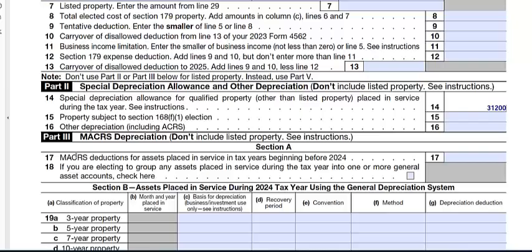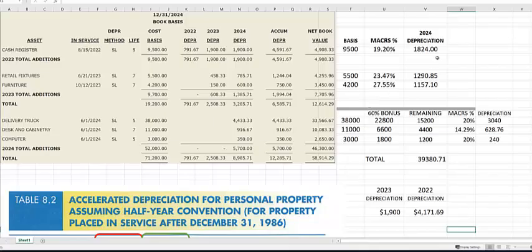Now line 17 is for depreciation for assets placed in service in tax years before 2024. Okay, so that includes the depreciation for the 2022 and the 2023 assets. So 1824, the 1290.85 and the 1157.10 equal $4,272 if I round that off.